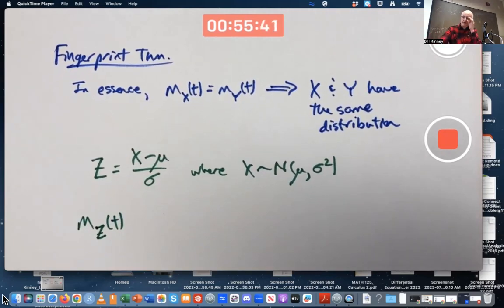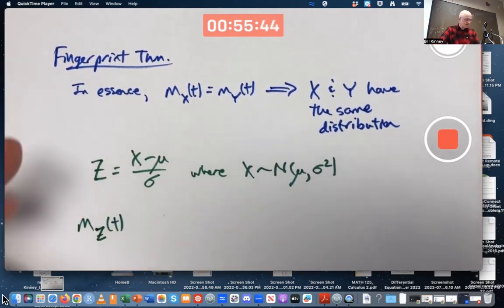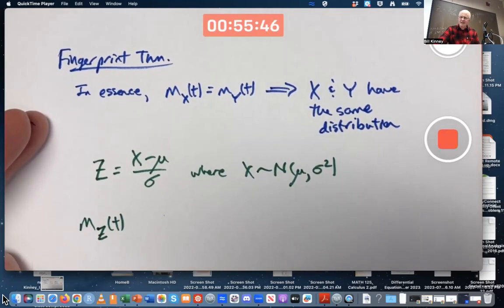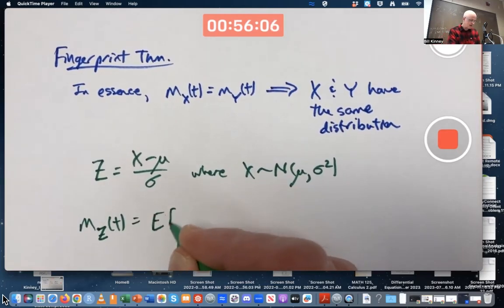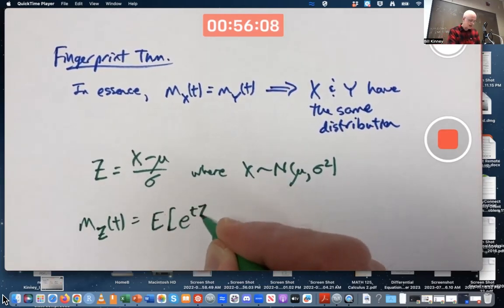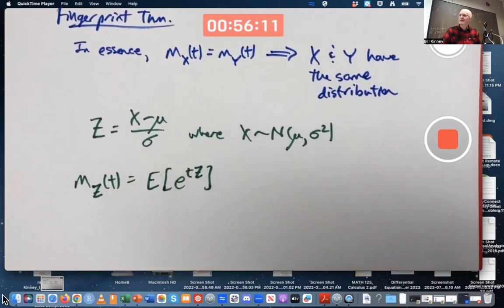We want to try to compute the moment generating function of Z and apply the fingerprint theorem. Evidently, if that's going to happen, this moment generating function better be the moment generating function for a normal random variable with mean 0 and variance 1. That better happen. Kind of mysterious how it's going to happen. Start with the definition of the moment generating function: expected value of e to the tZ. That's the definition. You remember that, or have you forgotten? You use that even on an exam.